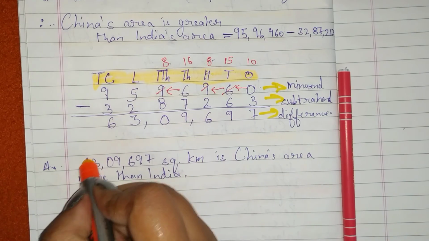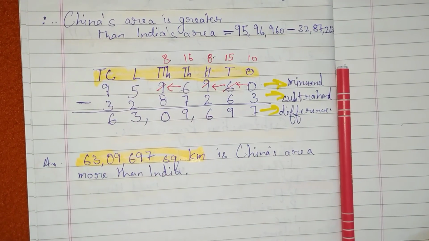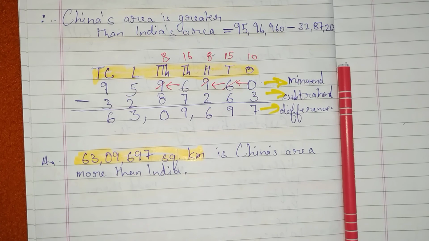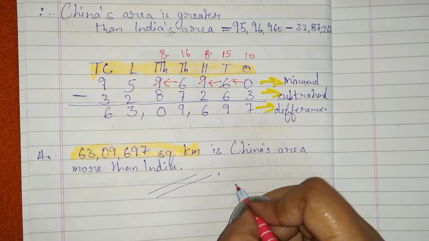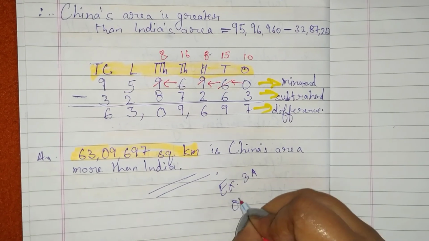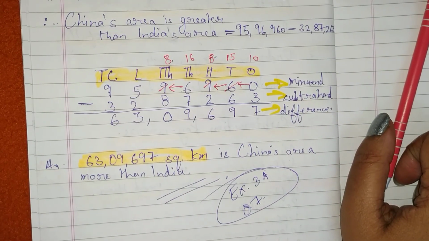63 lakh 9,697 square kilometer is China's area more than India. So this much is clear, children. Now I believe exercise 3A question number 7 you all can do. Okay? Good.